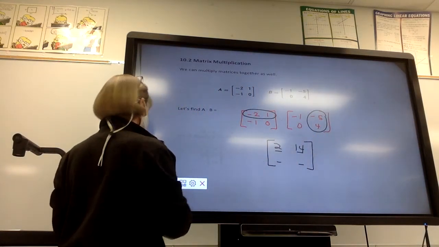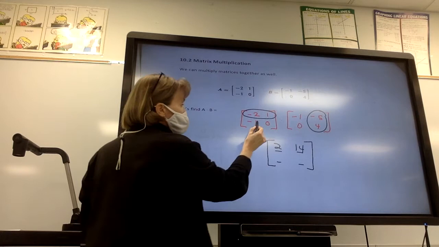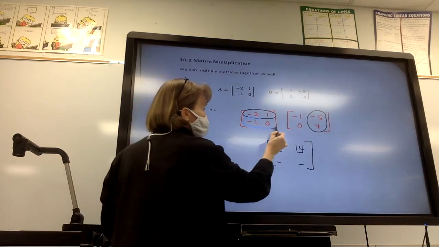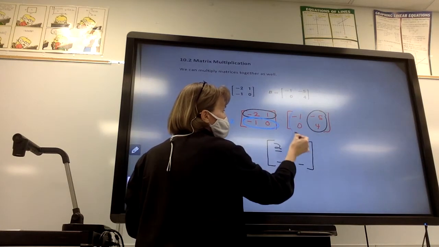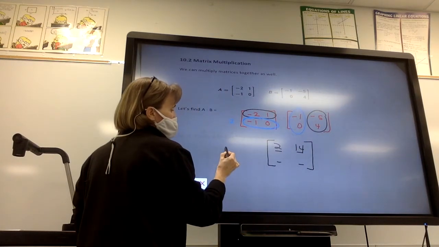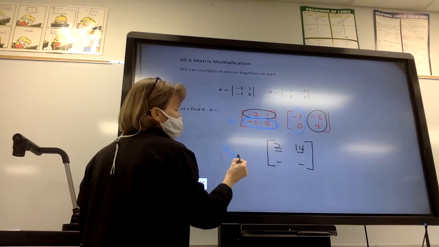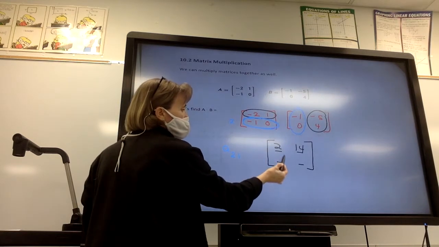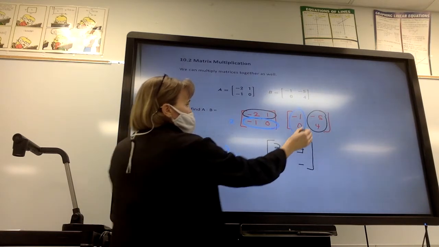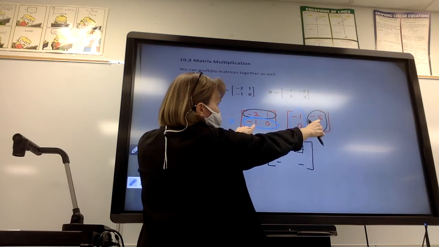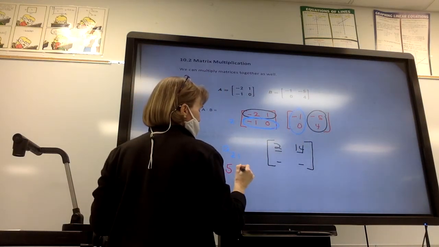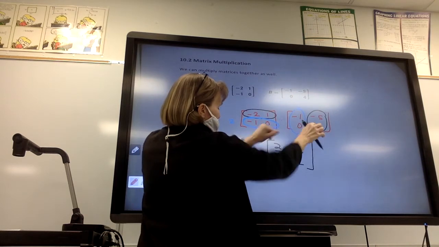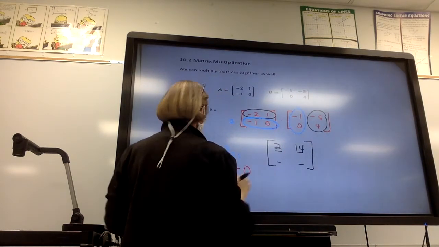I'm going to change colors instead of erasing this. So now I'm going to go to the second row. I'm going to move to the second row now. And I'm going to go back to that first column. So this is going to be the element that goes in the second row, first column. That would be down here. So I'm going to multiply negative 1 times negative 5. That's 5. Plus 0 times 4 is 0. So I'm going to put a 5 here.